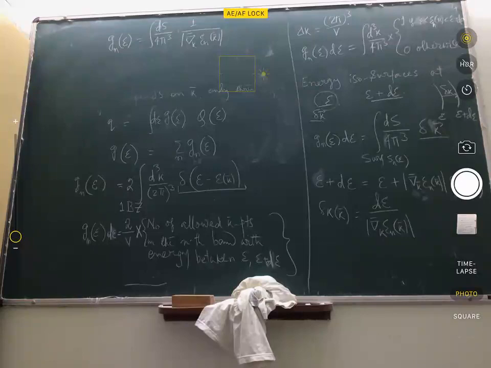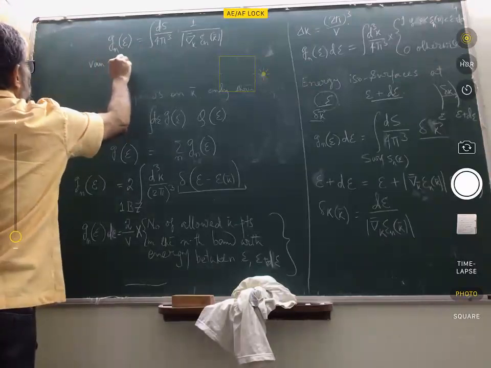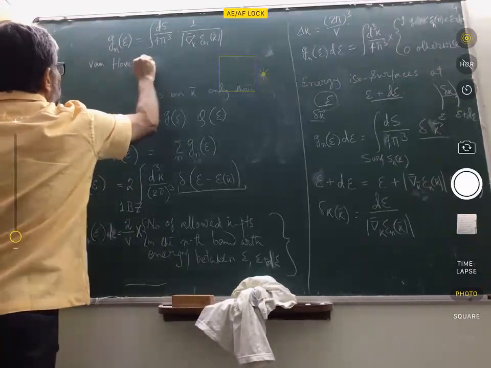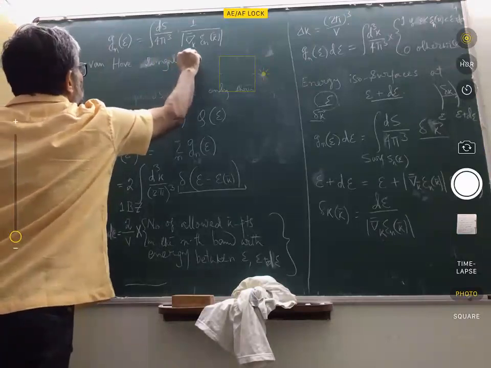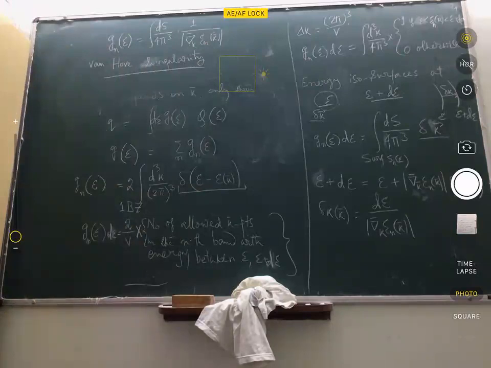So this particular situation is called the Van Hove singularity. And it has observable consequences. I'll show you in a minute.